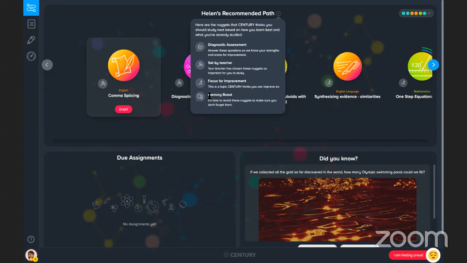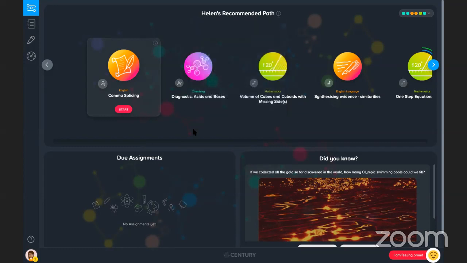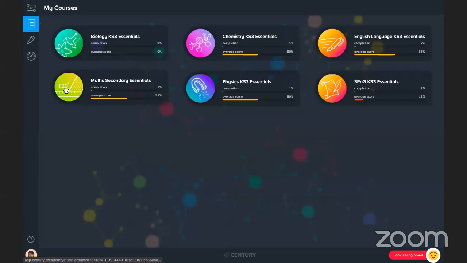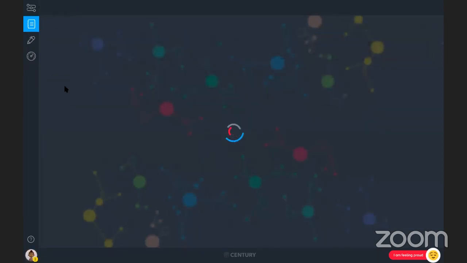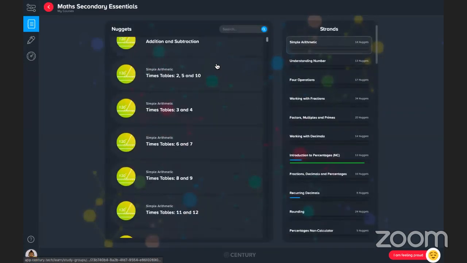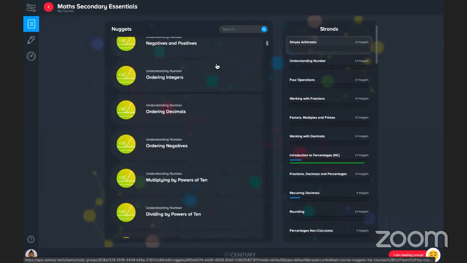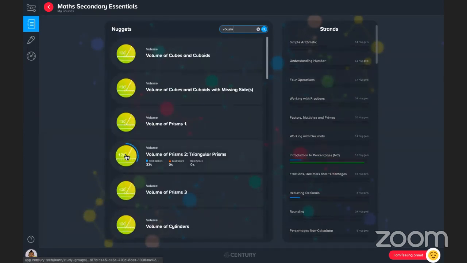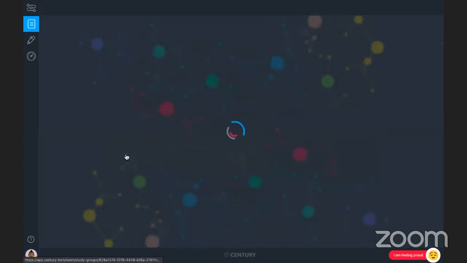So for now, I'm not actually going to follow my recommended path because I know that I want to practice questions about triangular prisms. So I'm actually going to go into the courses page. And inside the maths course, I'm going to have a look for this lesson. Now, I could scroll through the whole list, but you'll see that there are thousands and thousands of lessons in here. So I'm actually just going to search for volume. And there we go, volume of Prisms 2, triangular prisms.